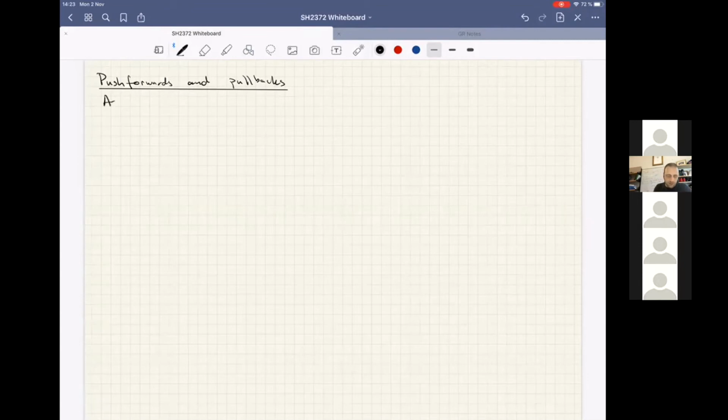So assume now we have a function or a mapping f between two manifolds, so from M1 to M2.